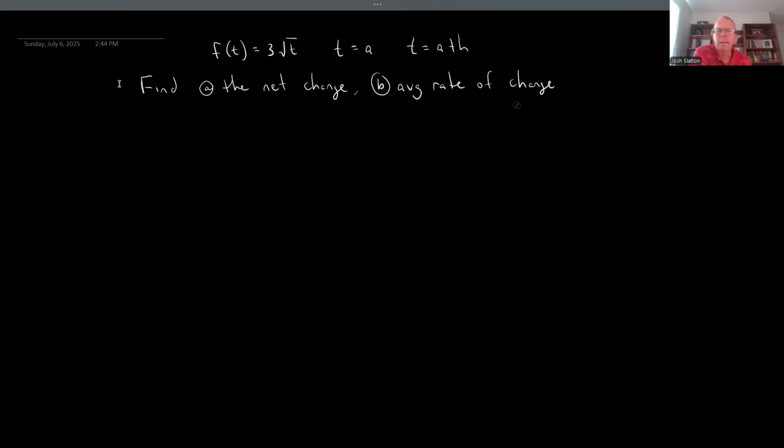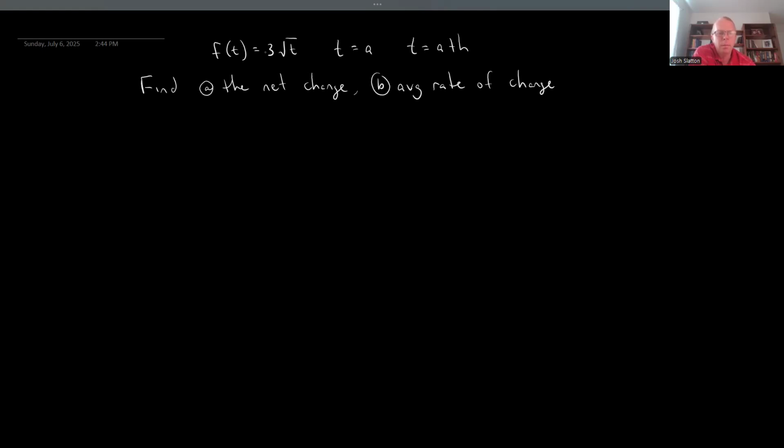All right, so for today's problem, we have f of t equals 3 times square root of t, and then we're going to find the net change first between a and a plus h. So a is just some arbitrary input for t, and then we're going to move some distance into the future, I guess, if t is representing time. And then first we'll find what the net change is, and then we'll find what the average rate of change, or what the slope is, between those 2 points for this function 3 square root of t.